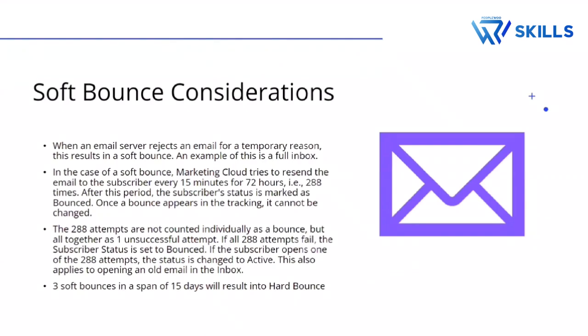So now guys, we have understood what a subscriber is, what the properties of a subscriber are: subscriber key, email address and status. We have also understood the factors governing status change of a subscriber in Marketing Cloud. We understood bounce mail management, and that there are 2 types of bounces in Marketing Cloud, soft bounce and hard bounce.